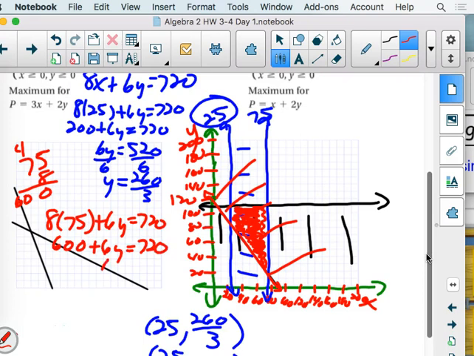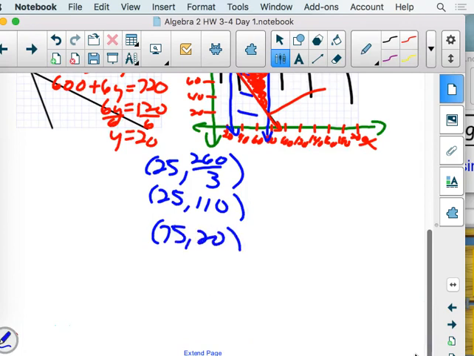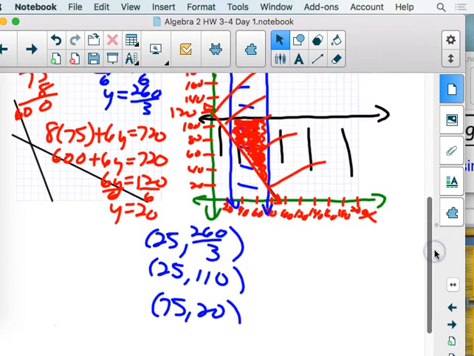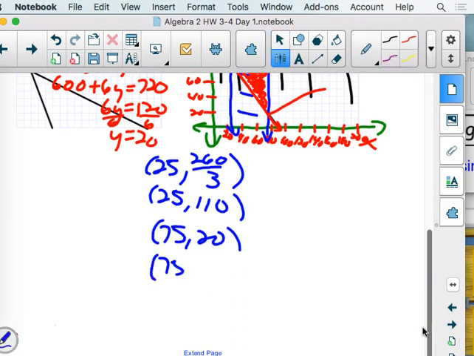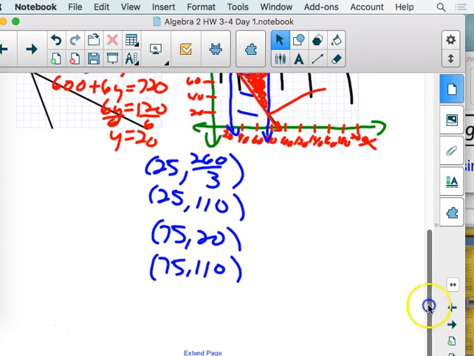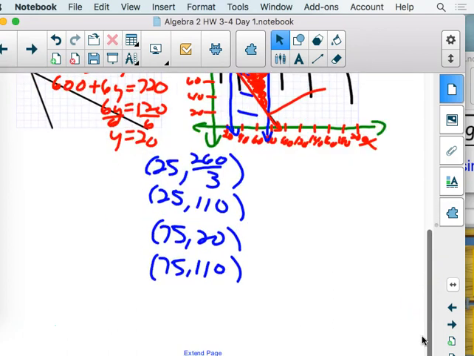And then we subtract 600 from both sides. So 6y equals 120. Divide by 6, and y equals 20, which makes perfect sense because there it is right there. So that point would be 75, 20. All right. One more vertex to go, and it turns out this is another easy one because this is 75 and this is 110. So it intersects at 75, 110. All right. 1, 2, 3, 4 vertices. We've got them. That was the hard part.